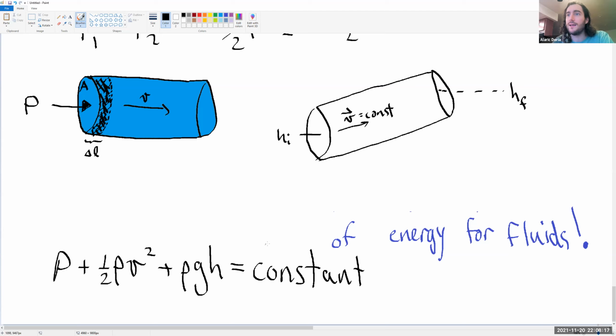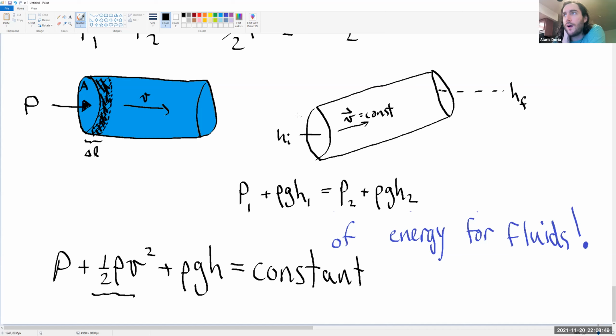When the velocity is constant like this, we don't have to worry about the velocity term when we calculate the change in energy, because this term drops out of the difference. So if I wanted to compare the initial energy, I could just say P1 plus rho gh1 is equal to P2 plus rho gh2, where I have a pressure P1 over here, and let's use one and two here, and I have a pressure P2 over here. The term with the velocity squared doesn't come into the equation because it would cancel out on both sides, right? If I had 1/2 rho v squared on one side and 1/2 rho v squared on the other side, it would just drop out.